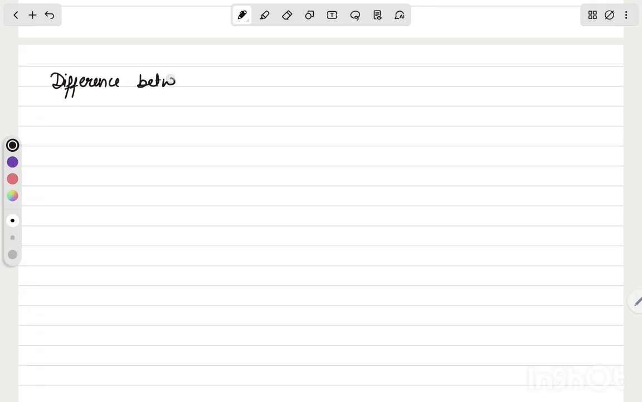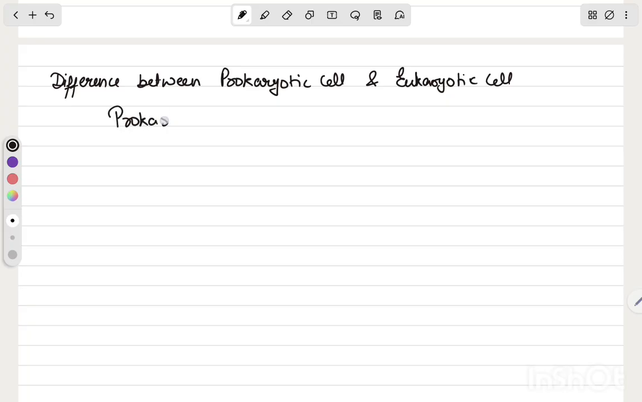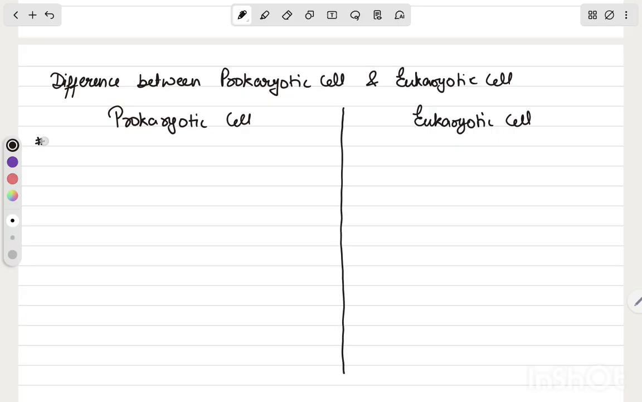Difference between prokaryotic cell or prokaryotic organism and eukaryotic cell. In the first category we will write prokaryotic cell, and in the other category we have eukaryotic cell. Now what is the main or most important difference between prokaryotic and eukaryotic cell?